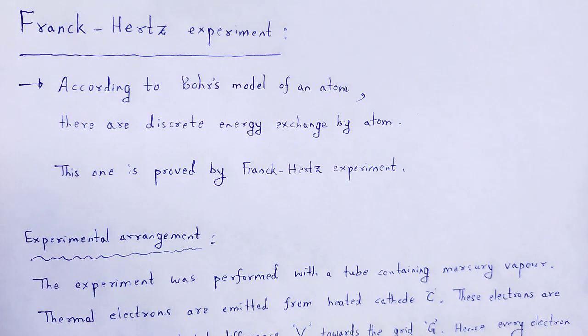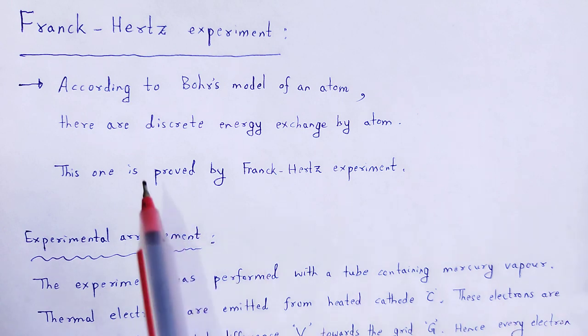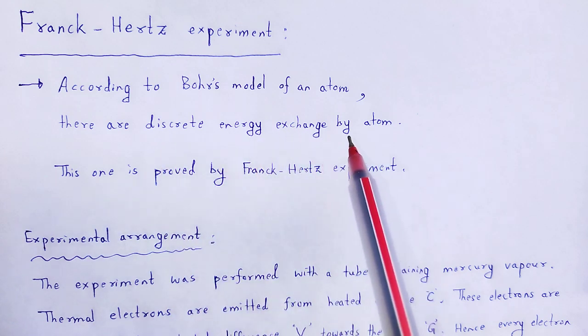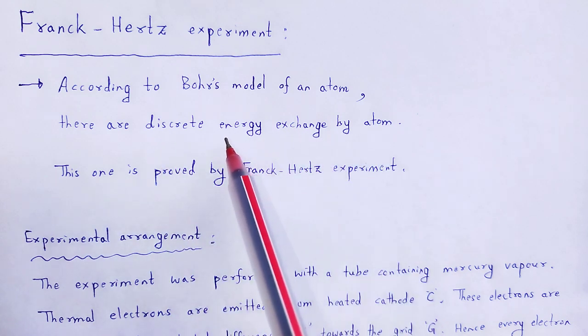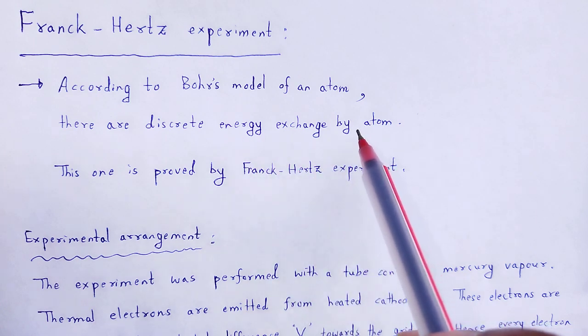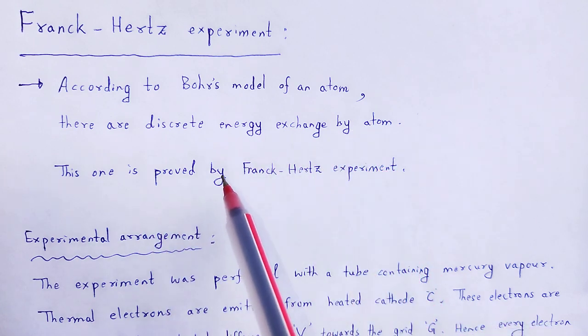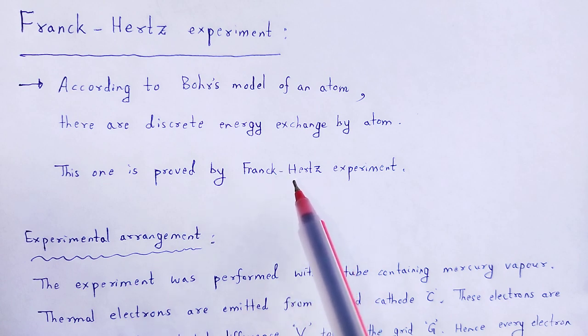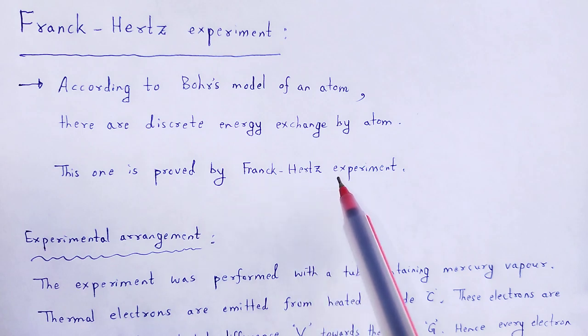According to Bohr's model of an atom, there is a postulate that there is discrete energy exchange by an atom, and that postulate was experimentally proved by Frank and Hertz. Such an experiment was named the Frank-Hertz experiment.